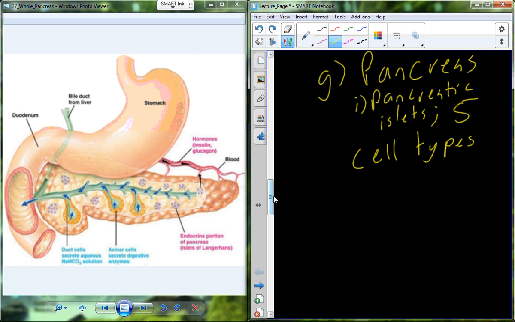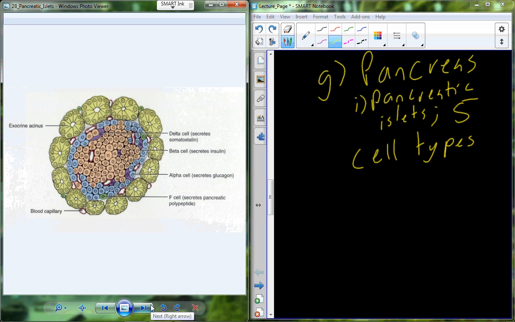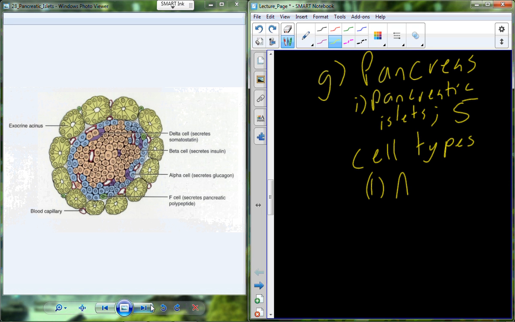Now, we want to look at these in a little bit higher detail. So from the last image to this image, this is going to be one individual islet surrounded by that acinar cell, the exocrine acinus. And you can see the varied colors represent the individual cells that are there. Now, each of these cells, they're not really that much different in appearance. What they are different in is what hormone is actually being produced. Okay, so the five cells, we have names for them. We're going to break them down by name and identify the hormone that would be produced.